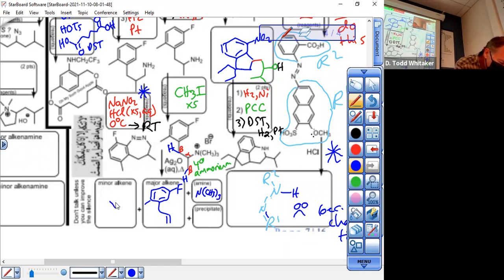And this one is the minor, even though it's a much more stable alkene, because this is under kinetic control. Approachability versus thermodynamic stability.